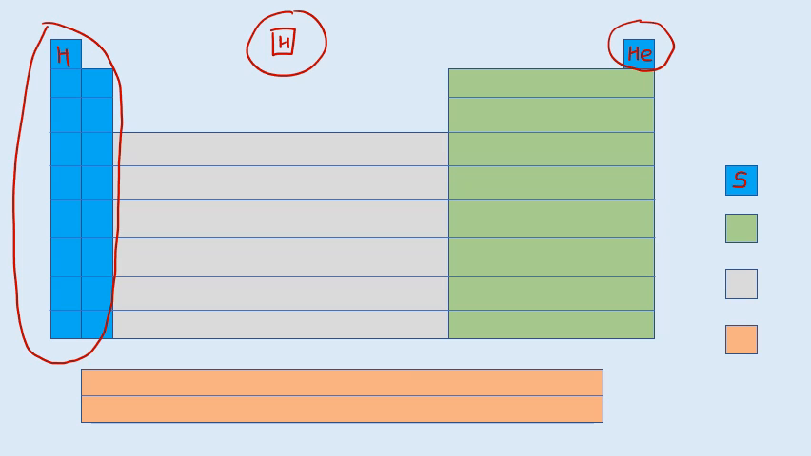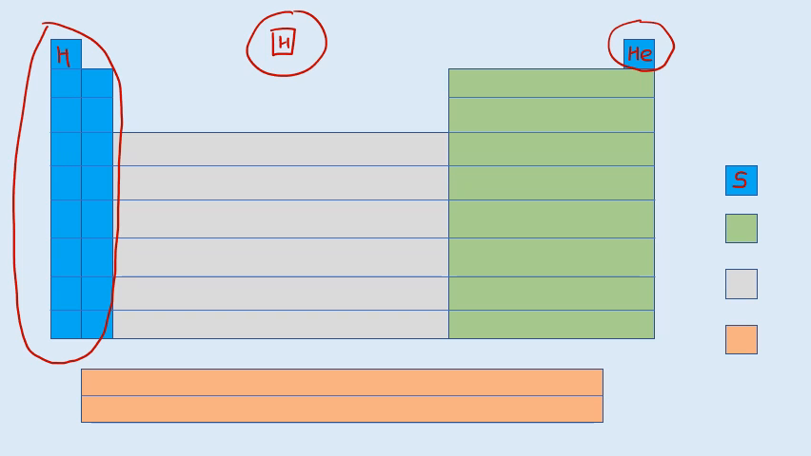And how do we define an S block element? If you were asked to define an S block element, it's because the outermost electron is in the S orbital. So all of these elements in blue have their outermost electron in an S orbital.